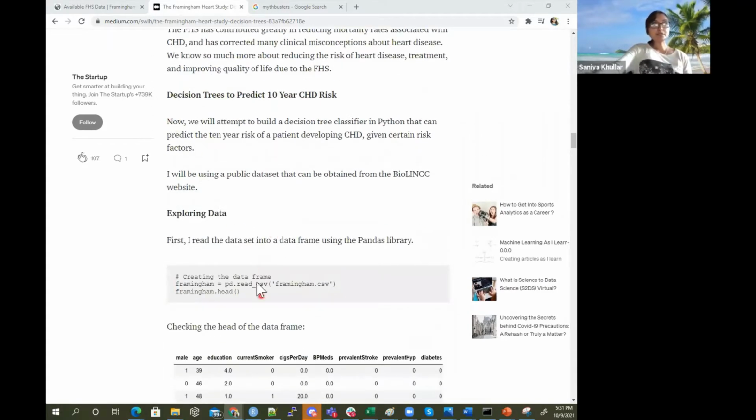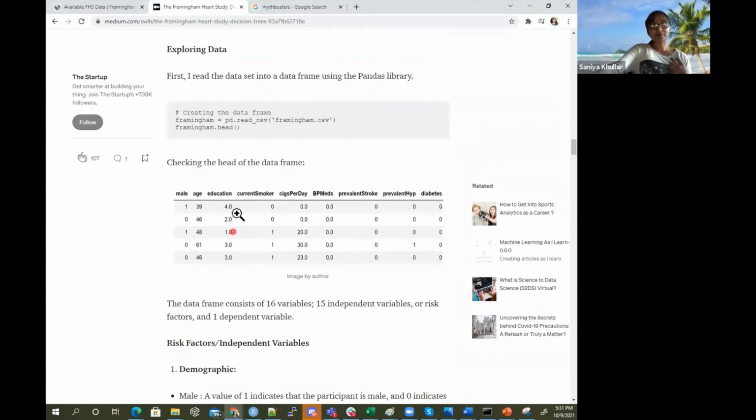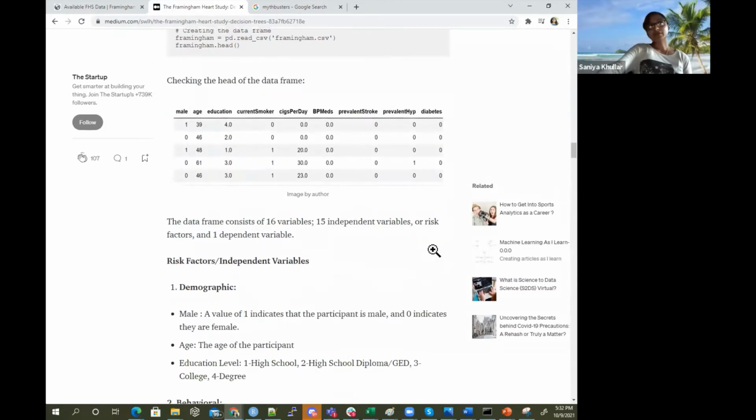So this is pandas, this is in Python. People have been loading in all this public data on coronary heart disease from the Framingham Heart Study. So you can see what they collect: gender, age, education level. Are you a current smoker? Cigarettes per day, blood pressure medications. So if it's 0, you don't take any medications, and otherwise it gives the number of medications you're taking. Have you had prevalent stroke, prevalent hypertension? Do you have diabetes? So they're collecting lots and lots of data.